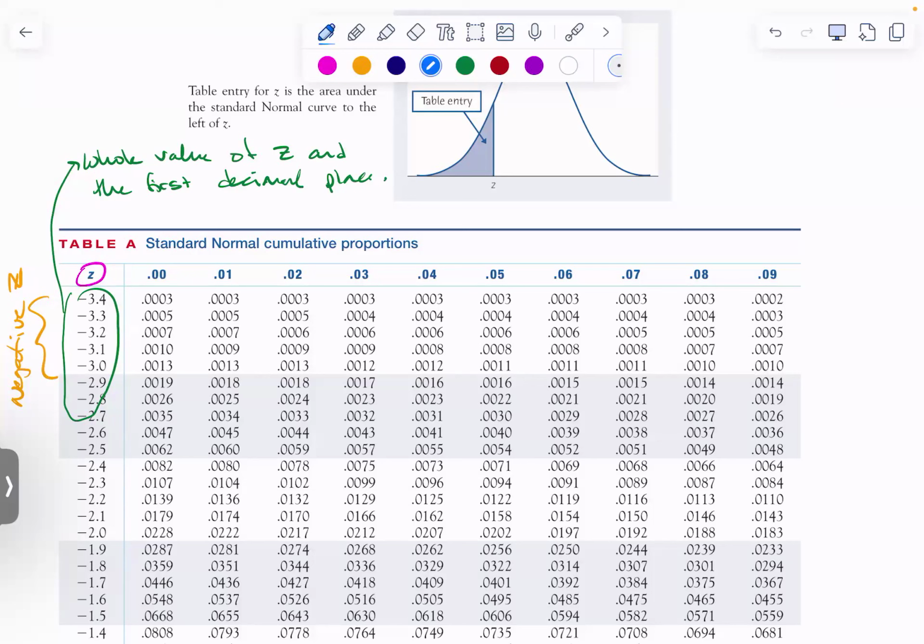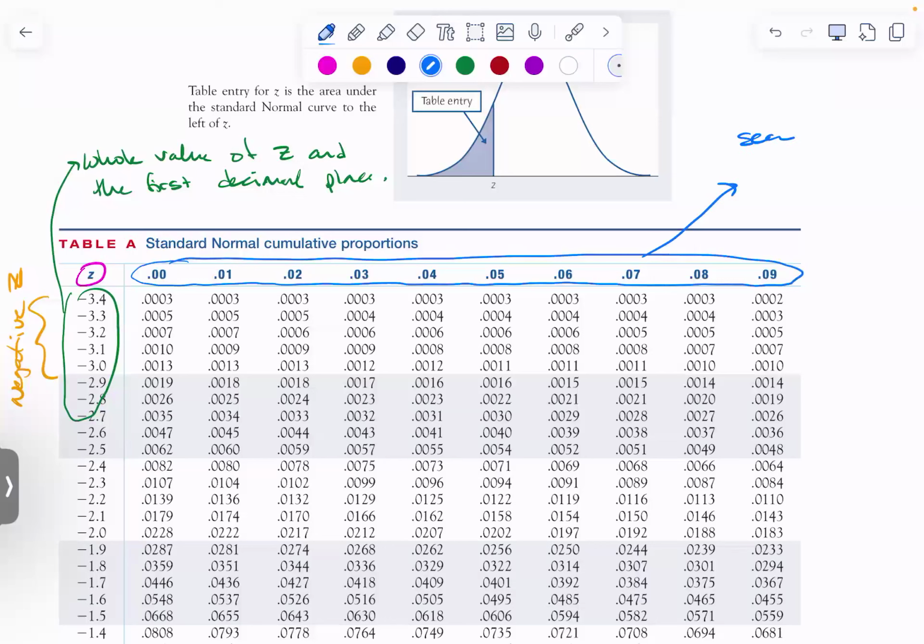We're going to be able to handle two decimal places by incorporating the second decimal place up here. So here, this is the second decimal place of Z. Which means in your work, we always round Z to 2 decimal places.